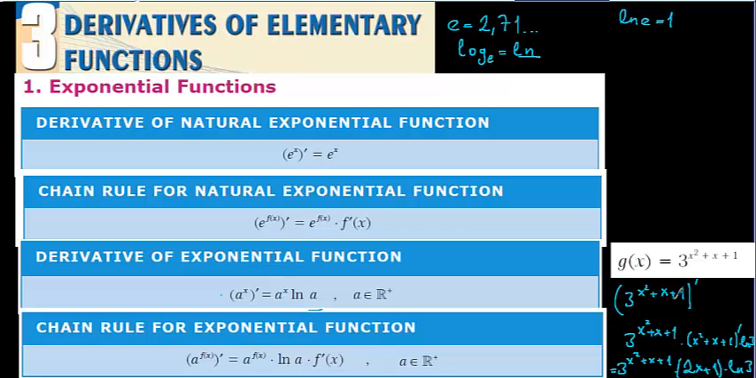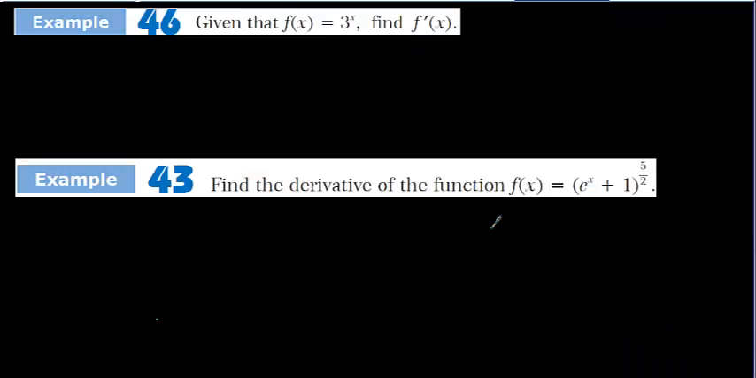As you see, it's very easy to take the derivative of exponential functions. If we continue with the exercises, the first exercise is the derivative of a to the power of x. If you remember, it was a to the power of x times ln a. So the answer of this question, f'(x), is equal to 3 to the power of x times ln 3, and this is the answer of the question.